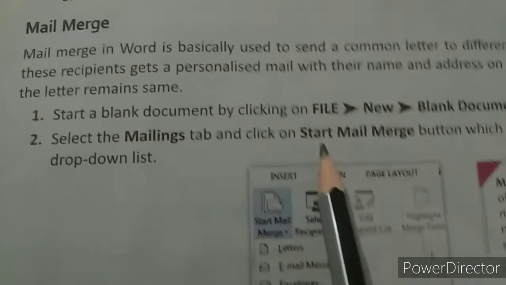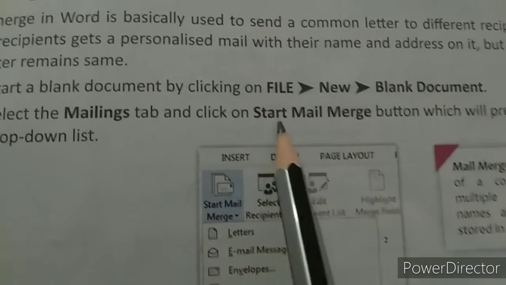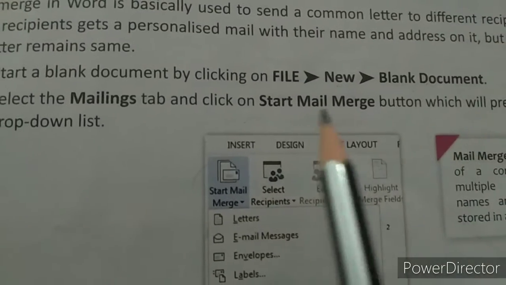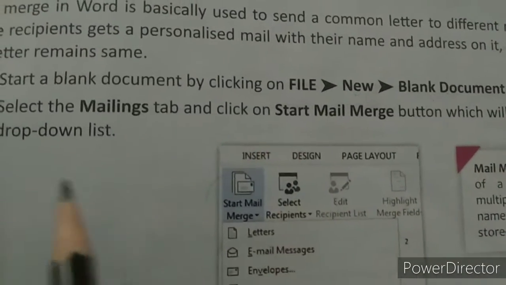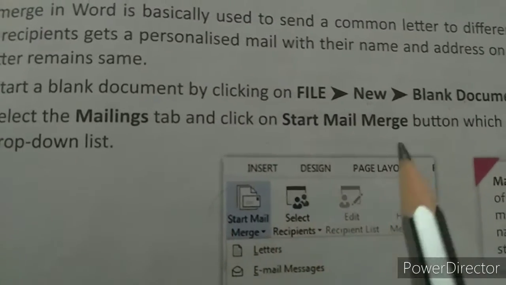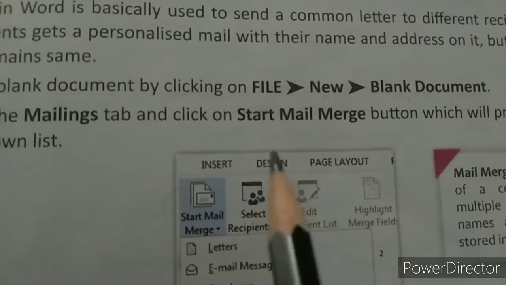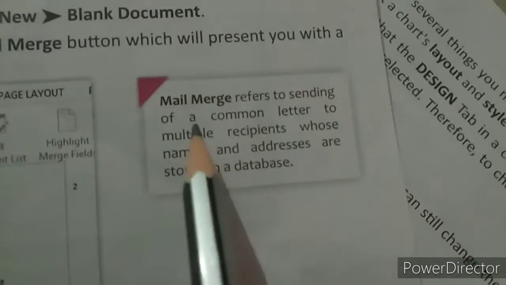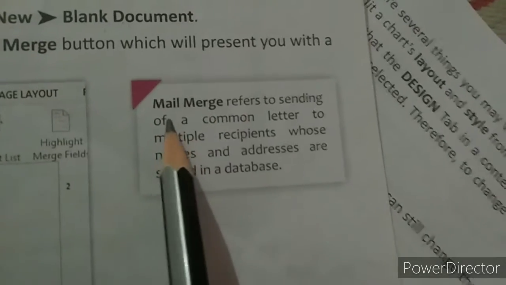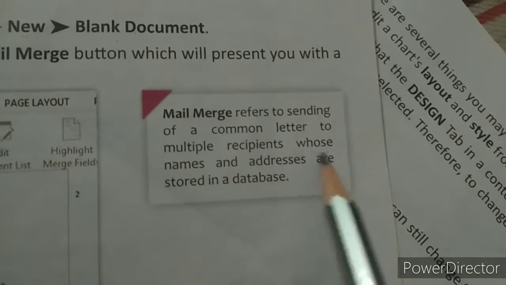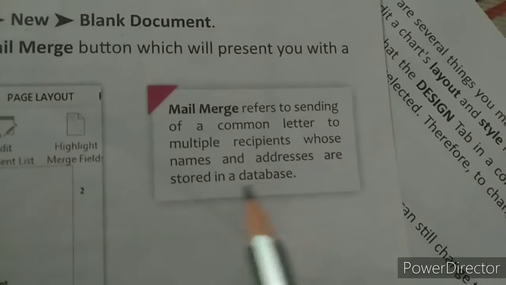and click Start Mail Merge. Okay, when we click on the Mailings tab, the Start Mail Merge option appears, and when we click on this, the mail merge will be started. Now here the definition has been given that mail merge refers to the sending of a common letter to multiple recipients whose names and addresses are stored in a database.